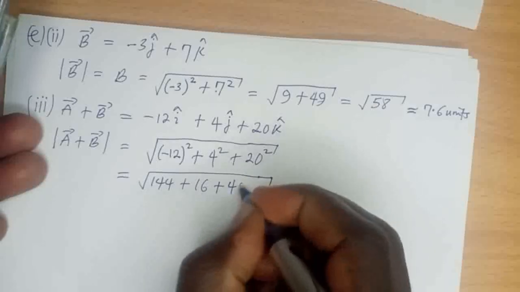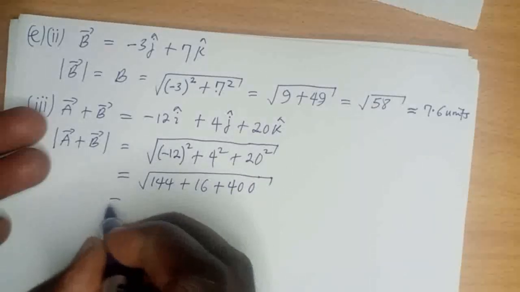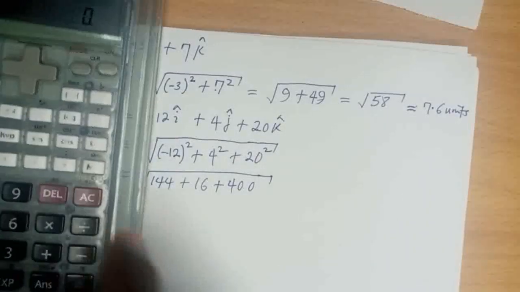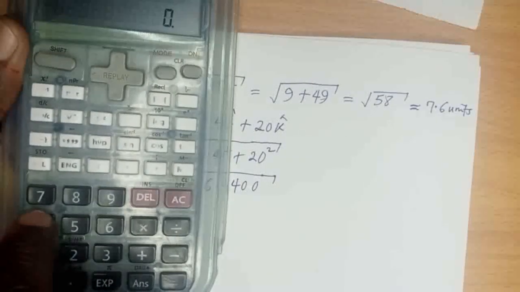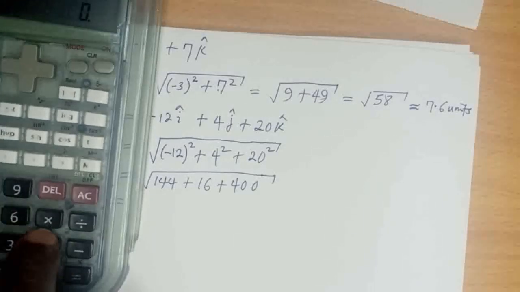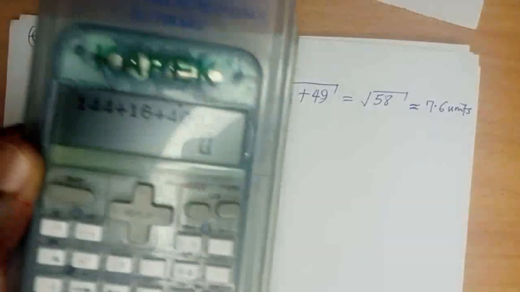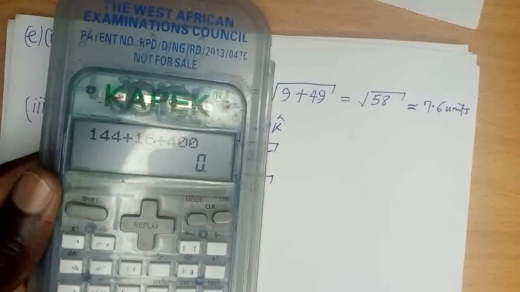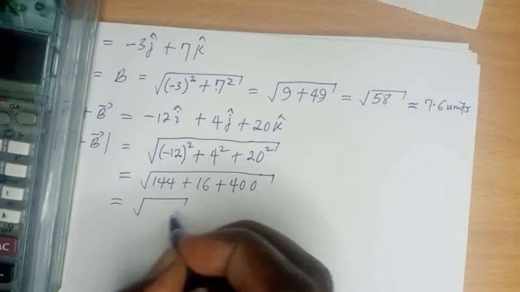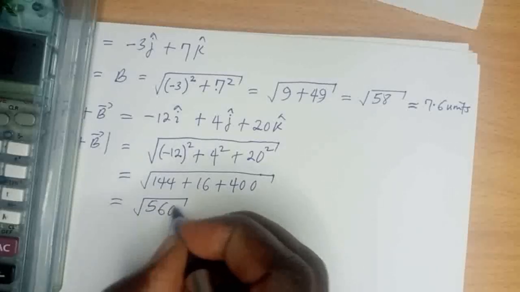So you have 400 here. The next thing is to add everything in the square root: 144 plus 16, then plus 400. See that? Everything added. Now press the equality sign: 560. So this is the square root of 560.